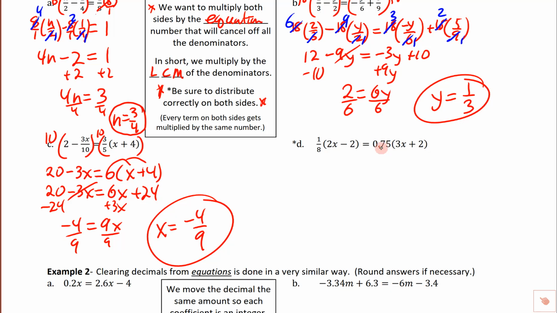Let's think of this as, remember, that's a common rational number, 0.75. That's going to be 3/4. So I'm going to write 3/4 on that one right there. And then we just need to think of what we could multiply by to cancel off an 8 and a 4. Well, that's not too bad. We just multiply by 8.